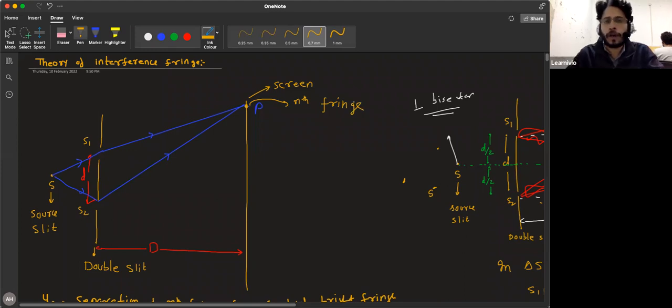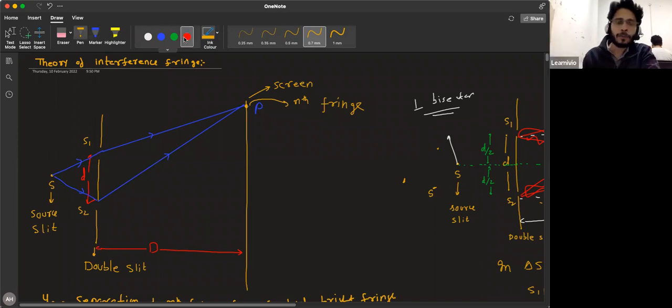Yashika, for what value of the phase difference will the fringe at point P be a bright fringe? Is it 0? Or can you generalize it? It is 2nπ. Similarly, if the phase difference between waves reaching point P from S1 and S2 is (2n minus 1)π, then you will get a dark fringe. The waves will cancel each other out.